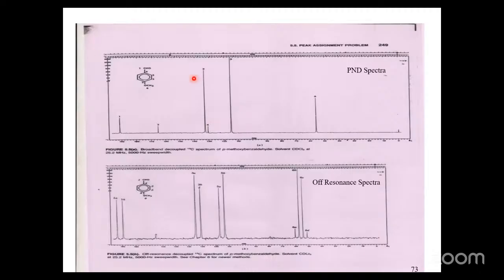This is again a PND and off resonance spectra for a 1,2 disubstituted aromatic compound. This is only for your understanding of the difference between PND and off resonance spectrum.